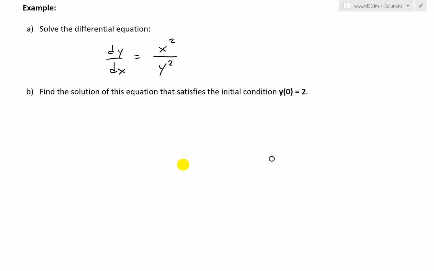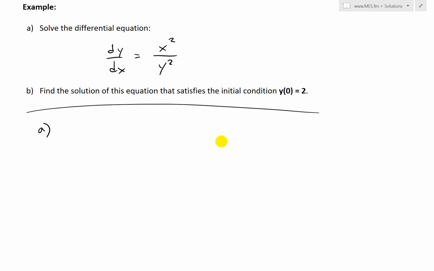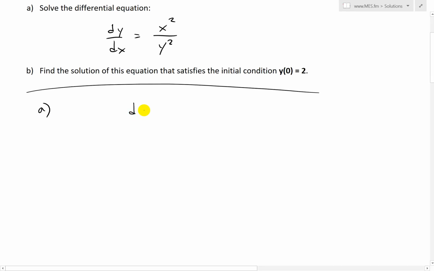And part B says, find the solution of this equation that satisfies the initial condition y of 0 equals 2. So let's look at solving this for part A first. What I mean by solving this is just finding the general solution. So we have dy over dx equals x squared over y squared.